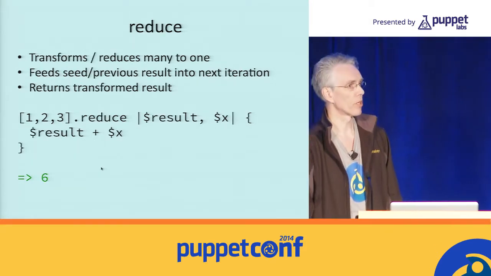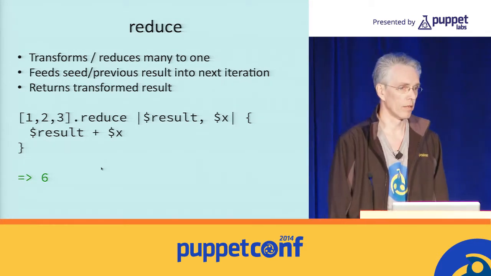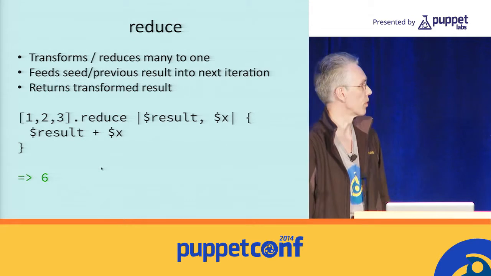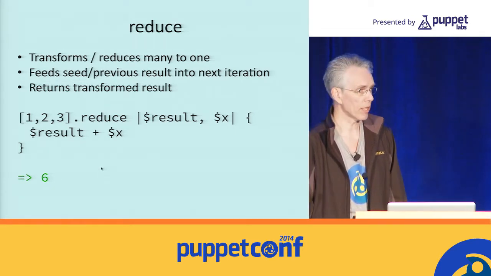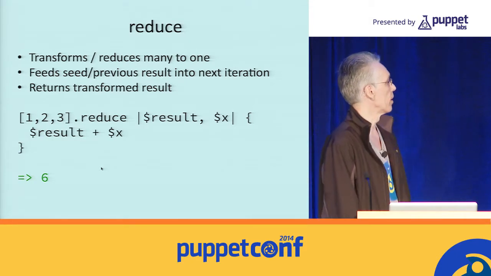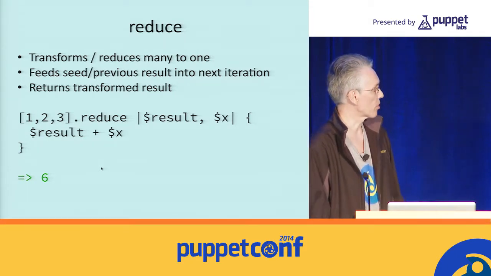Reduce is also a transforming function. It reduces many to one. Typically you reduce to something like an array or a hash or something that you're computing. Here I'm just computing the sum of 1 plus 2 plus 3.